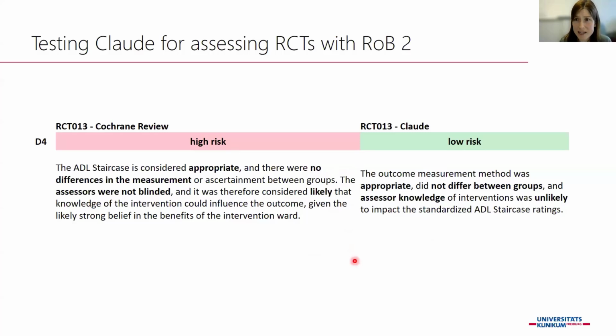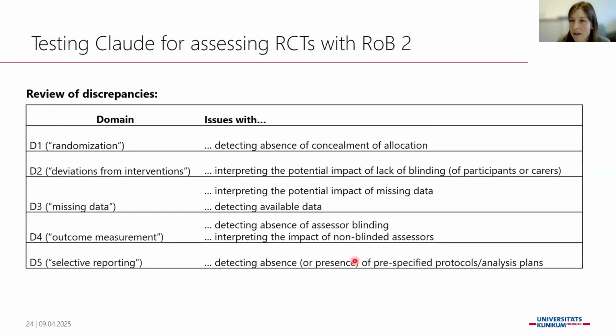And this is something quite unique for risk of bias assessment. For example, if you compare that to data extraction for systematic reviews, you don't have to interpret the data when you do data extraction. So this is a very special feature of risk of bias assessment. And I will just go back to this slide. So one example for the last risk of bias domain, selective reporting: a common problem was to detect the absence or presence of a pre-specified protocol or analysis plan, so that Claude just did not detect that there was a protocol, for example.